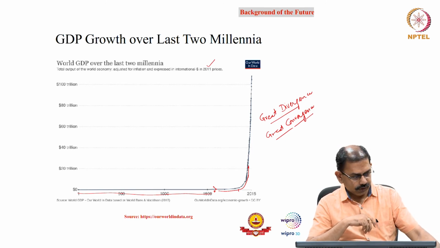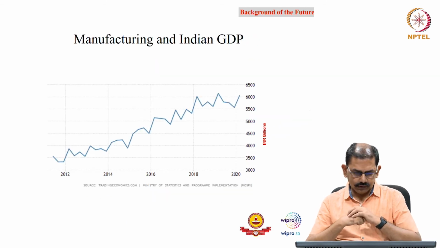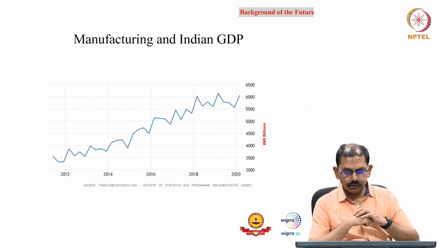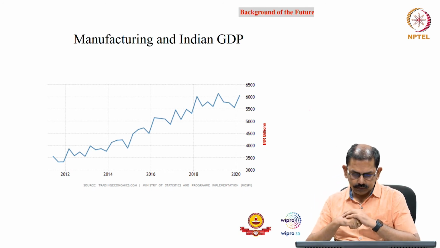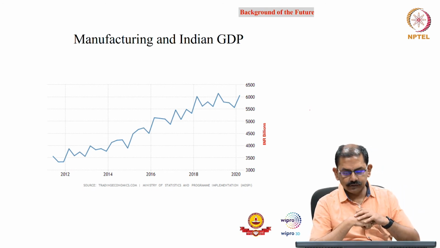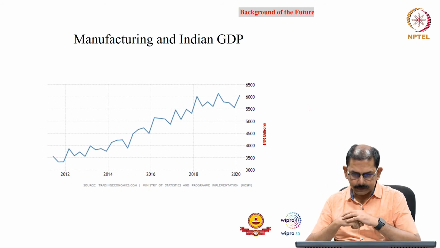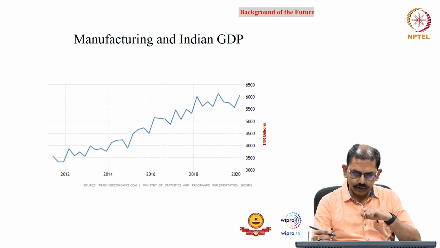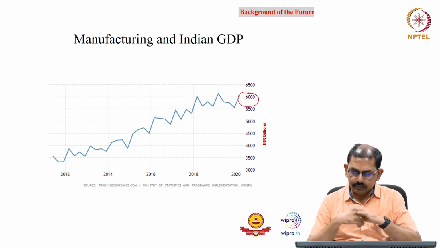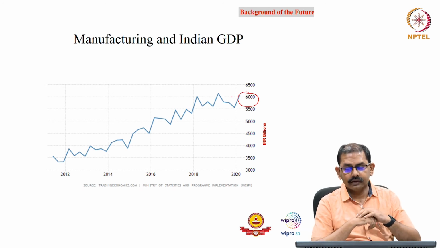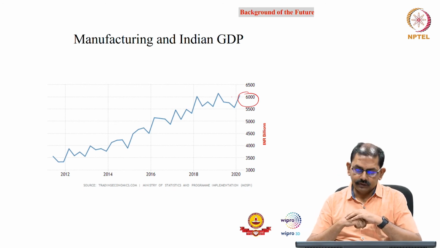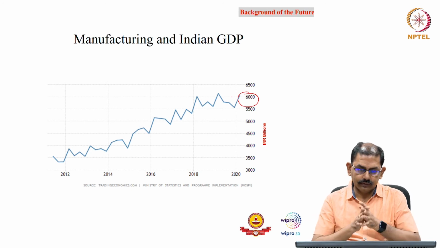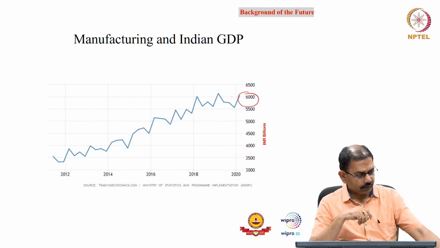I will show you some more data on macro. So this source is ourworldindata.org. So this is taken from tradingeconomics.com, and this is actually from the data originally from Ministry of Statistics and Program Implementation, Government of India, and these are in Indian rupees in billions, right? So we are talking about 6,000 Indian rupees in billions, right? So that is the kind of output which we see, the contribution of manufacturing in the Indian GDP, correct?